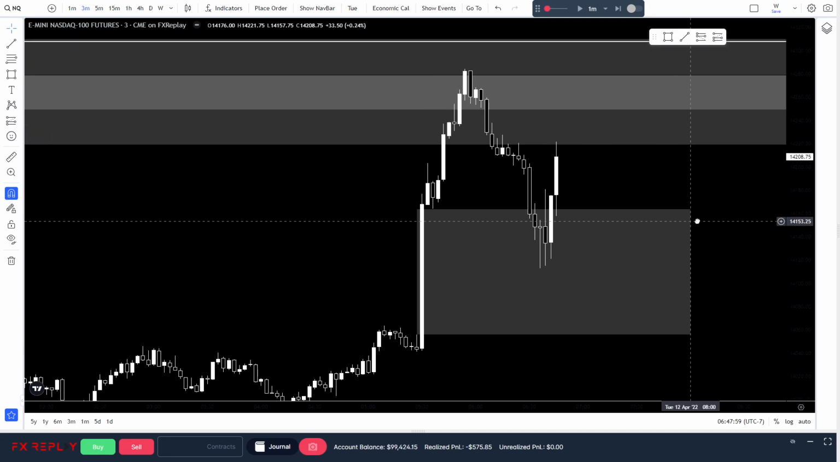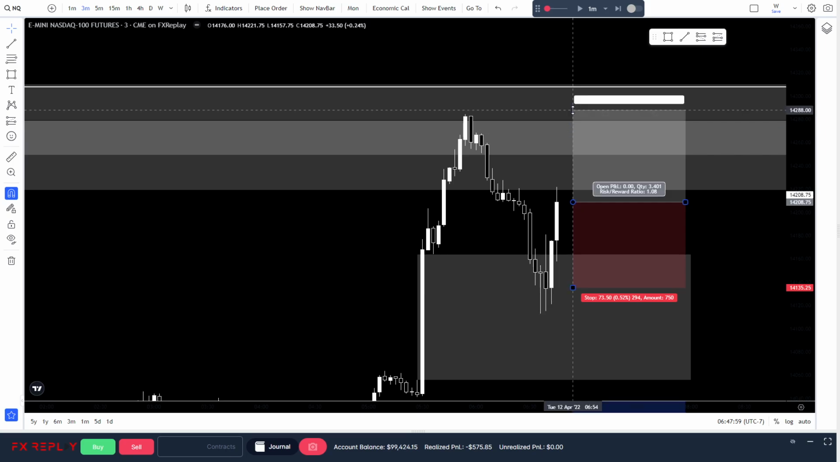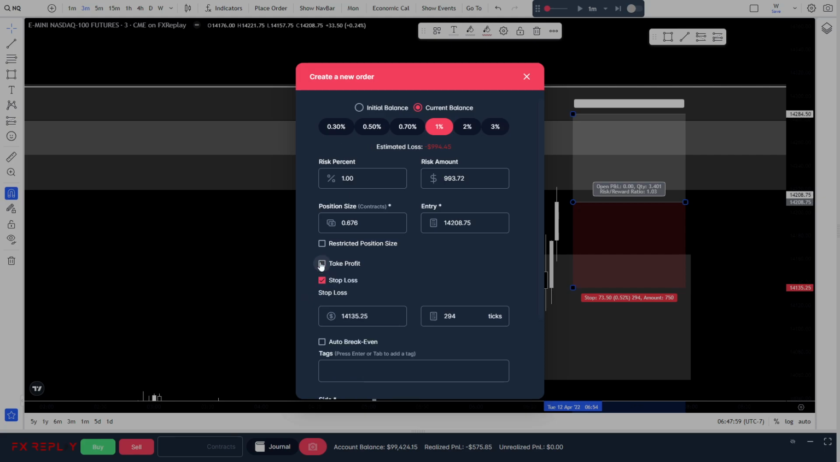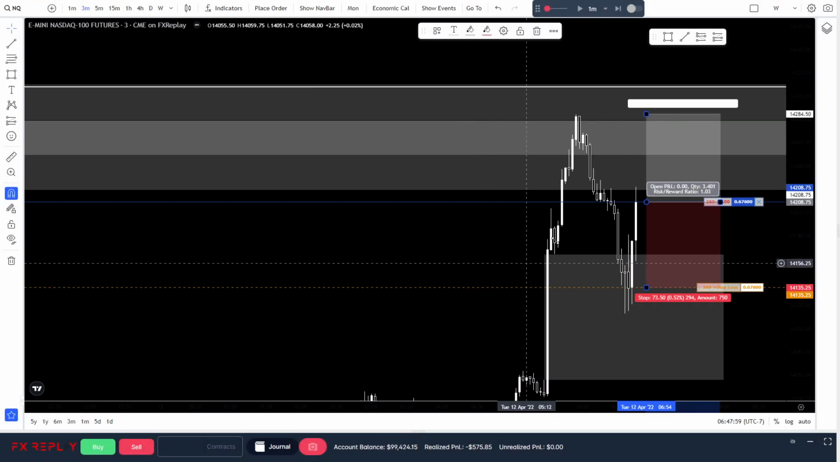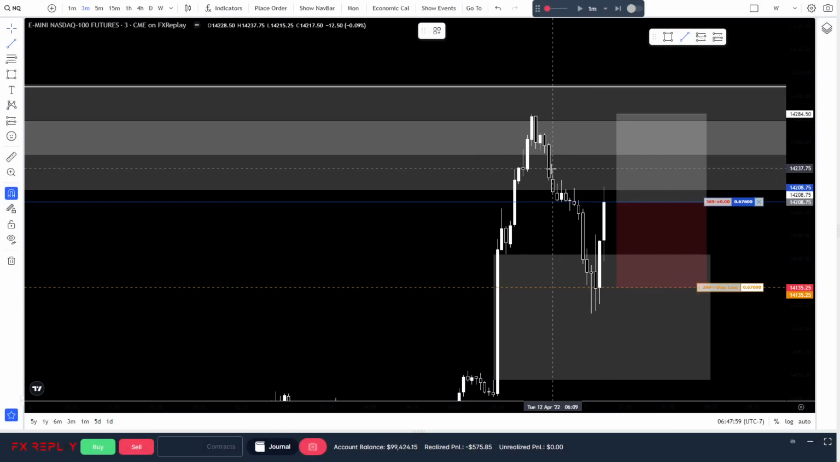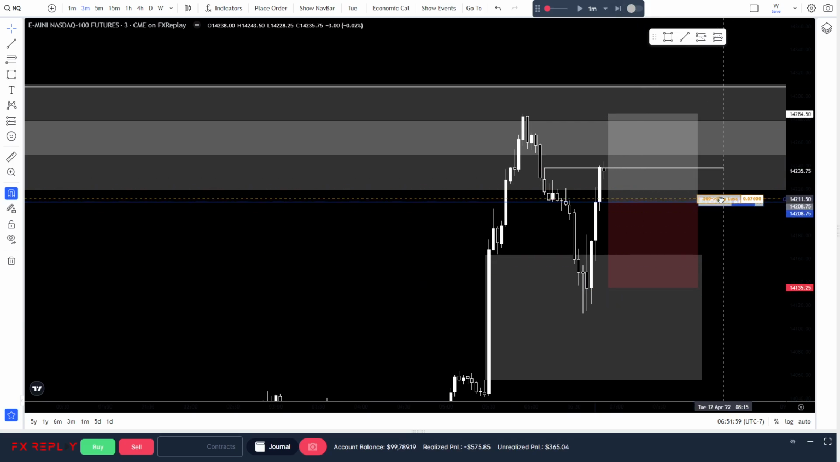Yeah, that's just super clean. That's like a light bulb in your head moment. Risk 1%, take profit, get rid of take profit. So stop loss to break even will be this. Yeah, alright, so there's stop loss to break even.